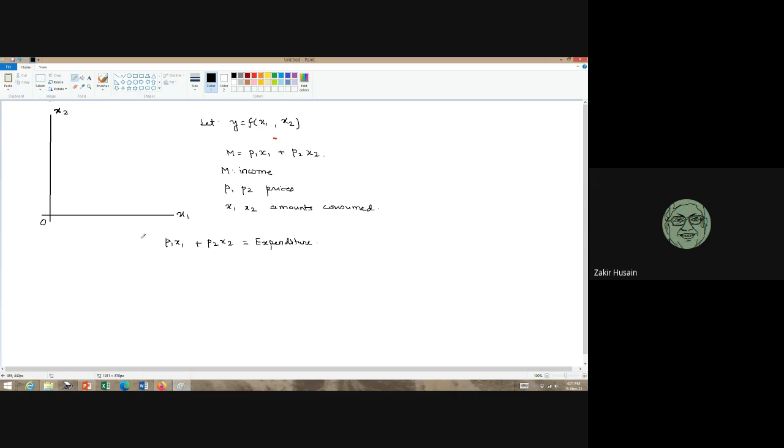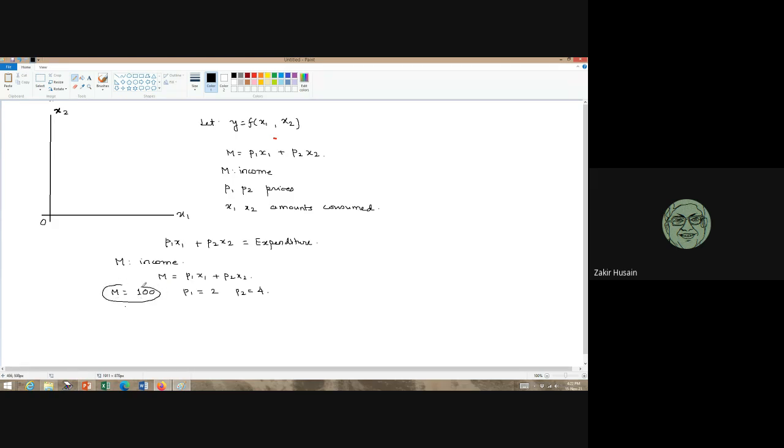Okay, so this is the expenditure by the consumer, and M is his income, right? Now, what is the relation between income and expenditure? We normally assume M equals P1 X1 plus P2 X2. So suppose your income is 100, P1 is 2, P2 is 4. So what is this equation?